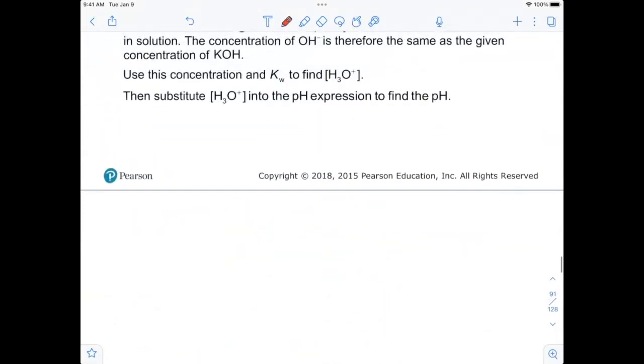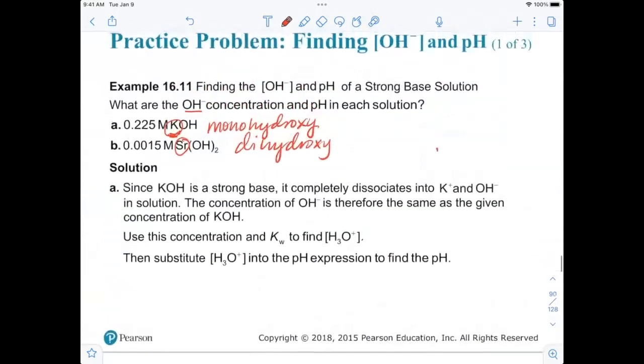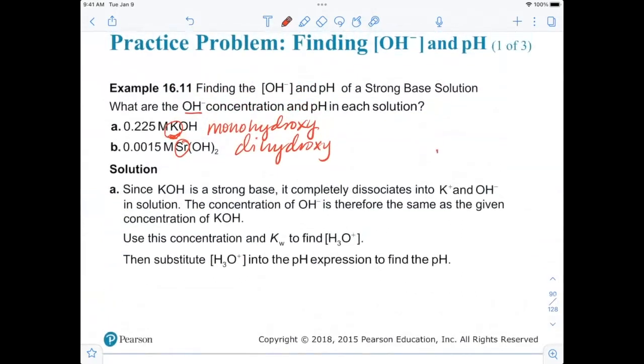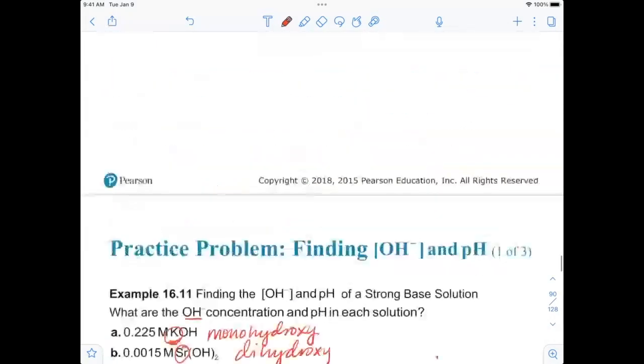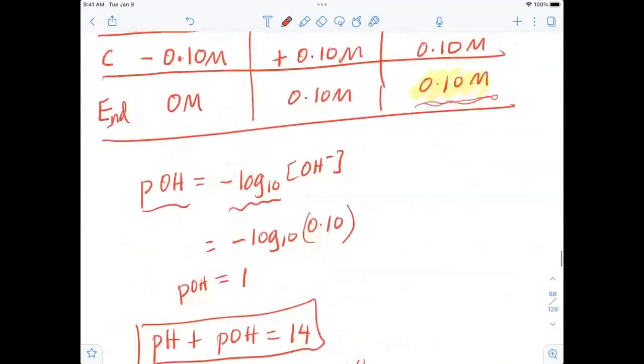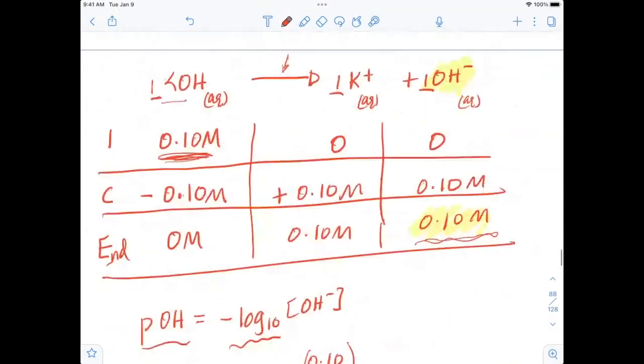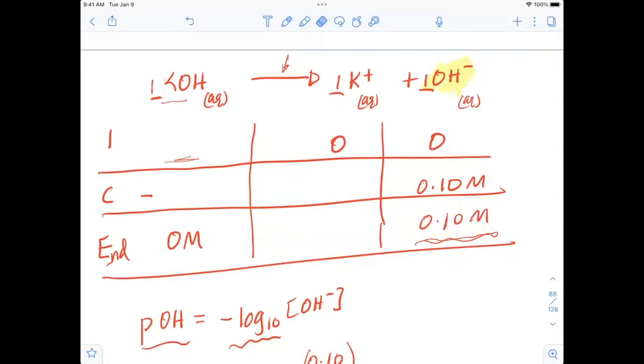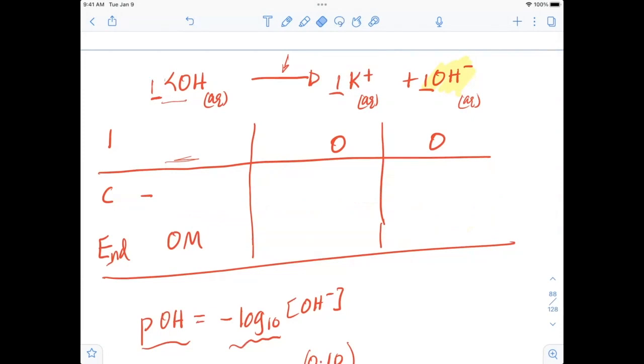0.255 is the first one. I think that was the question right there. Potassium hydroxide. The next one is 0.0015 strontium hydroxide. Okay, because the process is the same, y'all. Same process. So for the potassium hydroxide, I'm just going to go back here and change this number here. As I said, it's the same process.